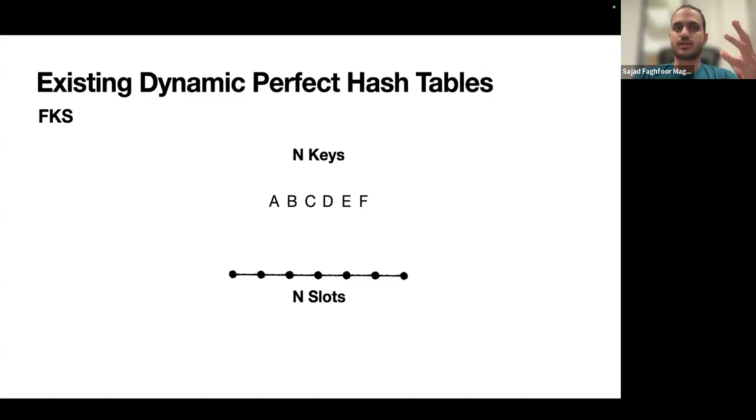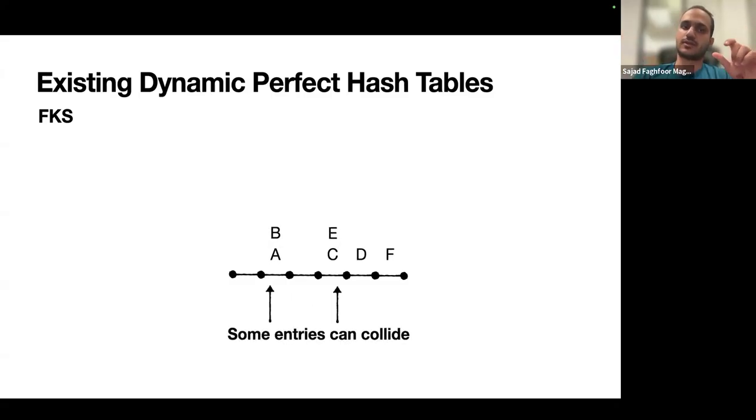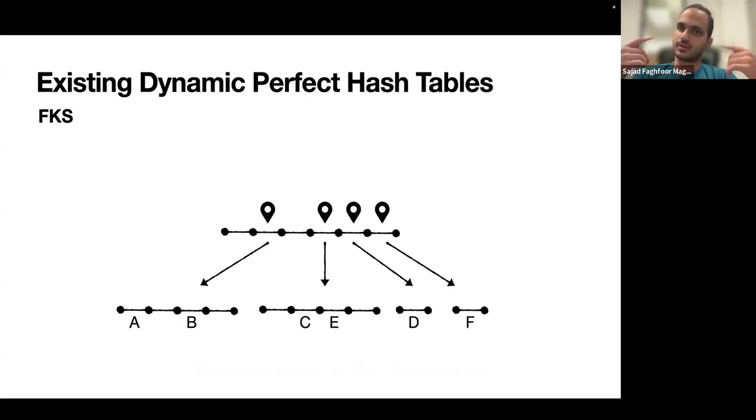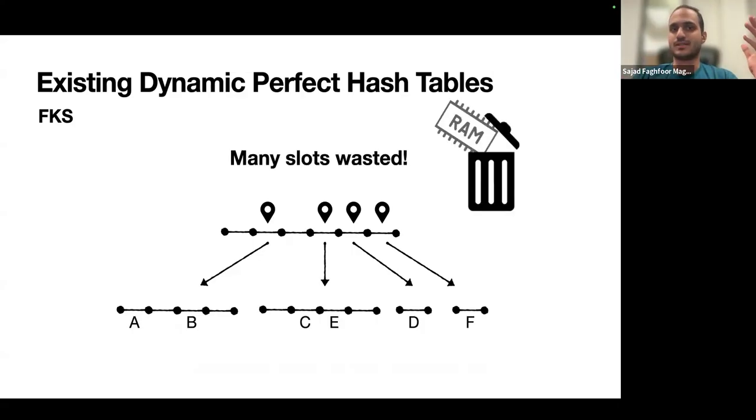So the intuition at FKS is assume you have n keys and n slots. You distribute the keys based on the hash value of each one of the keys, and obviously some keys can collide. And then you allocate a secondary hash table with a size proportional to the power of 2 of the number of collisions in each occupied slot. And then you brute force another hash function until there is no collision in the secondary table. So for each table, we have another hash function we need to brute force. So this is nice, but many slots would be wasted in this design.